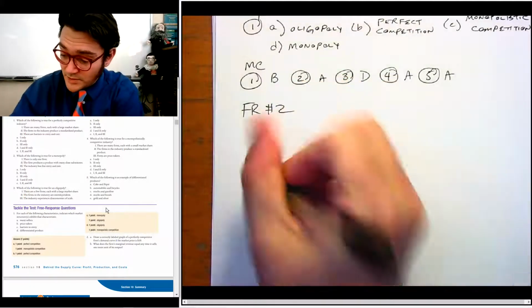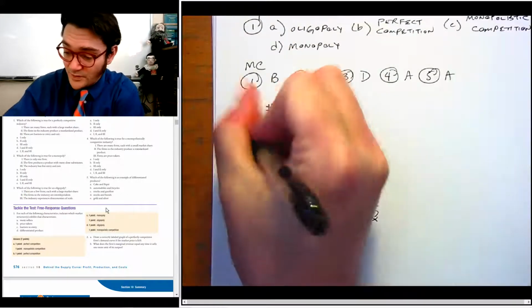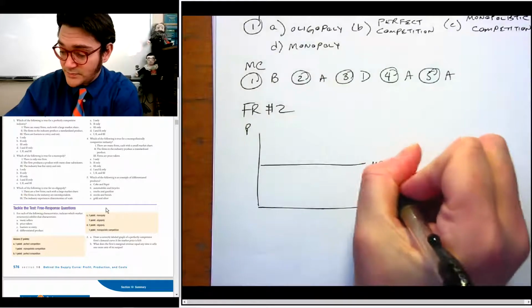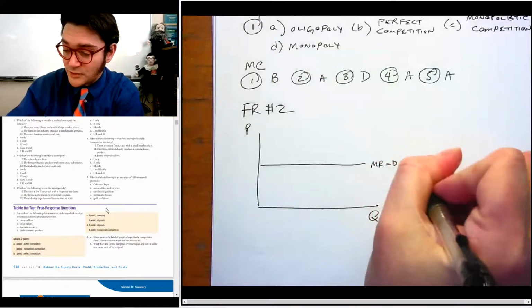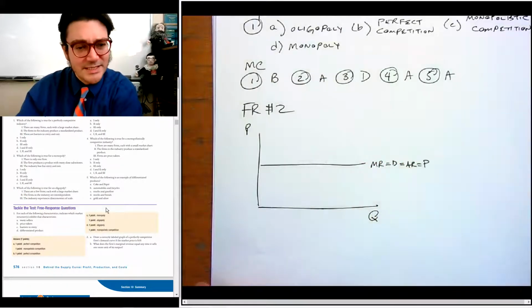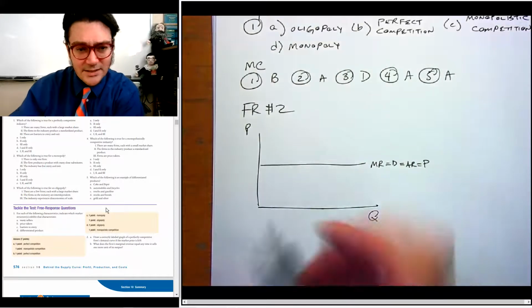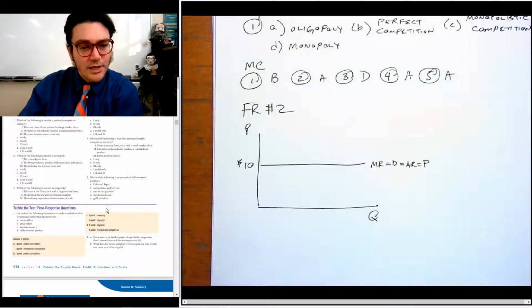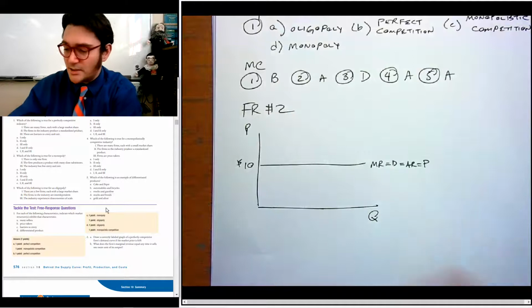So remember, perfectly competitive firm. You've got price and quantity, and Mr. Darp does one of these. Demand, average revenue, price, and what does it say? The price is $10. $10. Boom. Part B. What's the firm's marginal revenue equal anytime it sells one more unit?